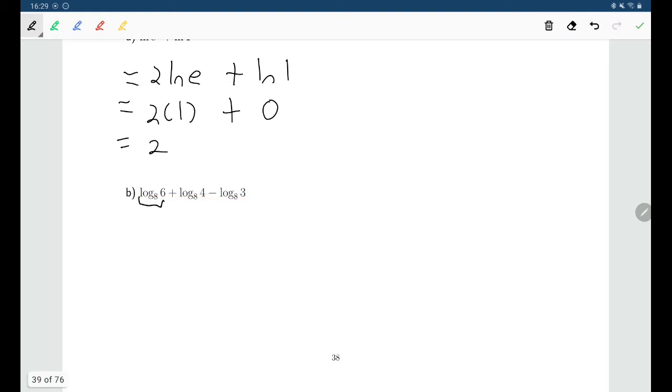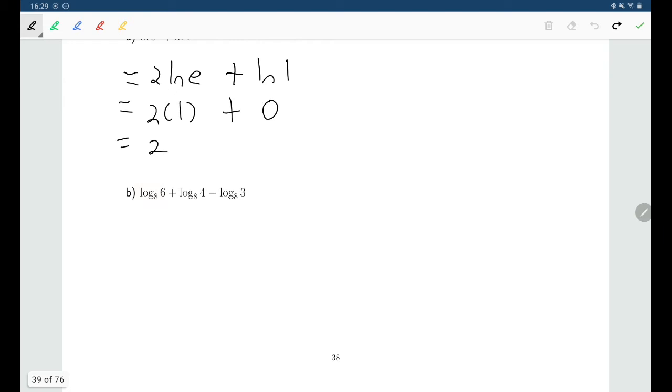This would be saying 8 to what power is 6? Not any nice number. 8 to what power is 4? Again, there's no nice number where that's the case. 8 to what power is 3? There's no nice whole numbers that make that happen. All three of these, if you were to evaluate them using your calculators, and we'll talk about how you would be able to do that, all three of these would turn out to have infinitely many decimal places.